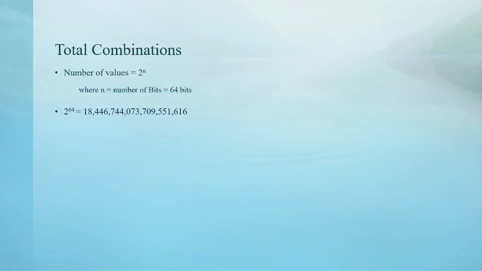Total combinations. We know the formula to find the number of values, that is 2 raised to n, where n is the number of bits. In our case, it's 64 bits because long uses 8 bytes of memory. So 2 raised to 64 is the total number of combinations that we can have in the long data type.